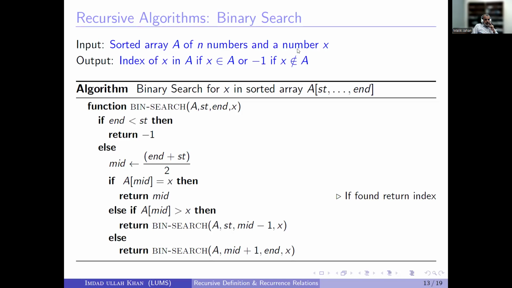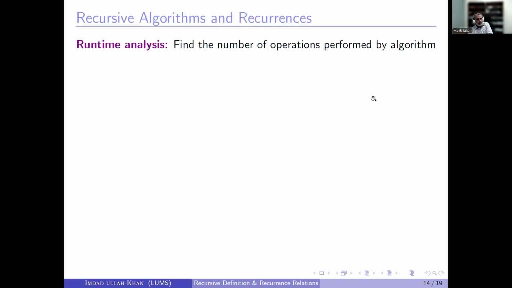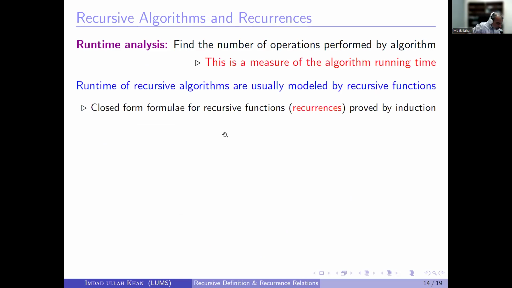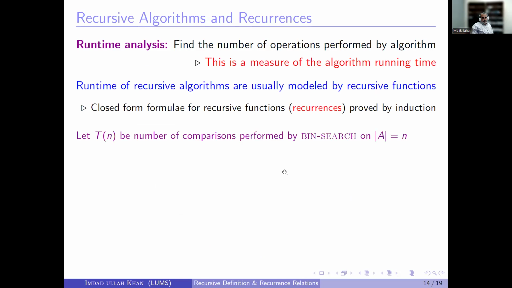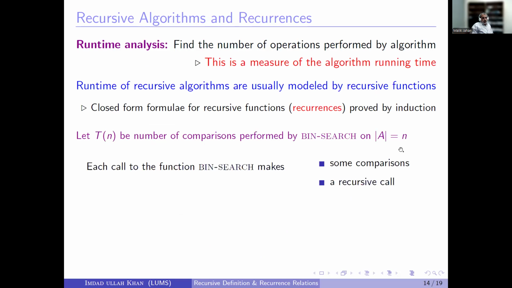So the number of operations or the number of steps which are required to compute the answer by an algorithm is what we call runtime. You will be spending more time on runtime analysis when you get into data structures and algorithms. So we use a formulation which is Tn. This is not the triangular number, but over here Tn is being used to represent the number of comparisons being performed by binary search.